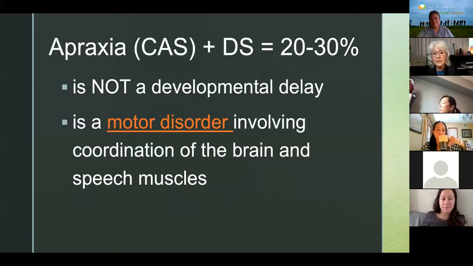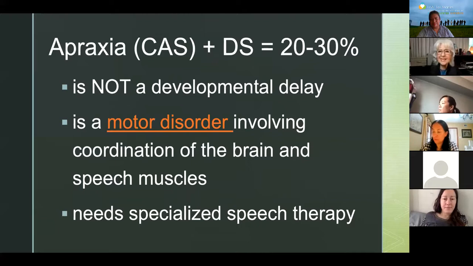It's not a developmental delay. It's something quite different. It's a motor disorder, and it involves the coordination of the brain and the speech muscles. And I'm going to show you exactly what I'm talking about. And it needs specialized therapy. Your typical speech therapy is not going to do the trick. You need to go to an SLP who specializes in apraxia, period. And you also need to go probably to that specialist to get it diagnosed in the first place. Down syndrome speech delay, developmental delay, is not a medical diagnosis and is not going to get you any services. CAS is a medical diagnosis and should get you services.